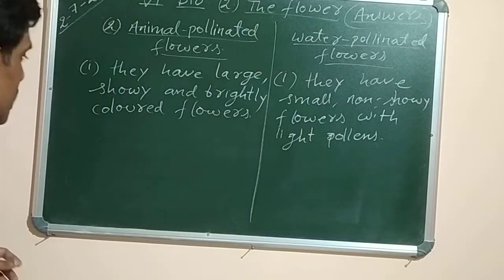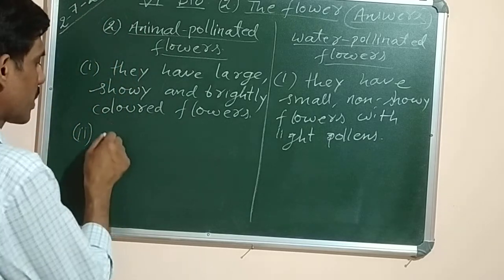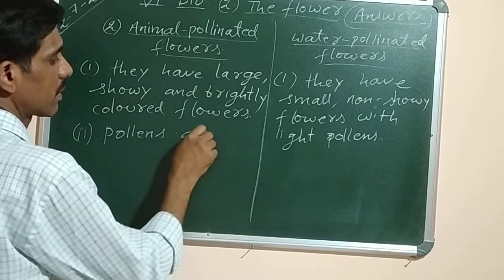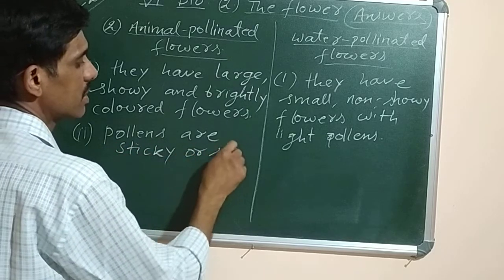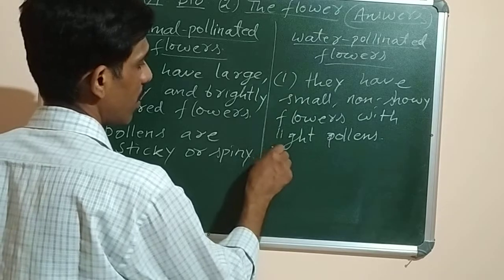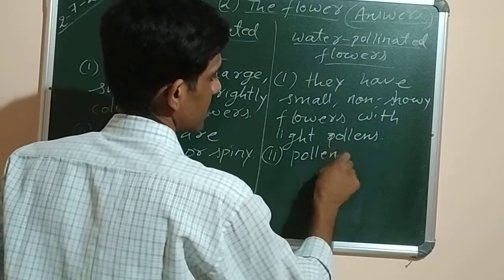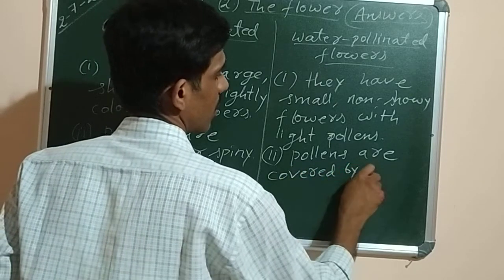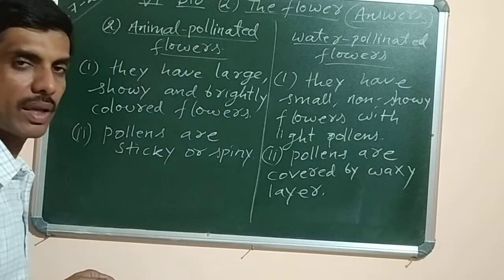Okay, and the second difference which I will write here under animal pollinated flowers, pollens are sticky or spiny. The pollen grains, that is the male gametes, are sticky or spiny, means they have spine-like outgrowths so that they can attach to the body of animals and be carried from one flower to the other. Under water pollinated, pollens are covered by a waxy layer to protect them from being spoiled by water.